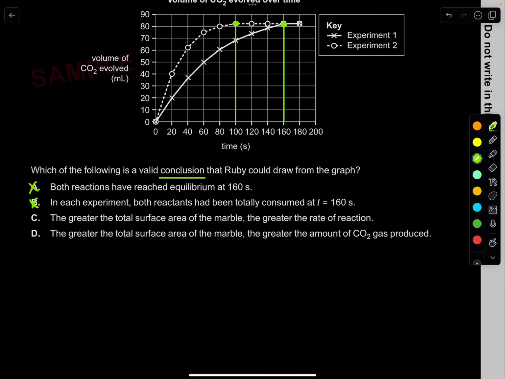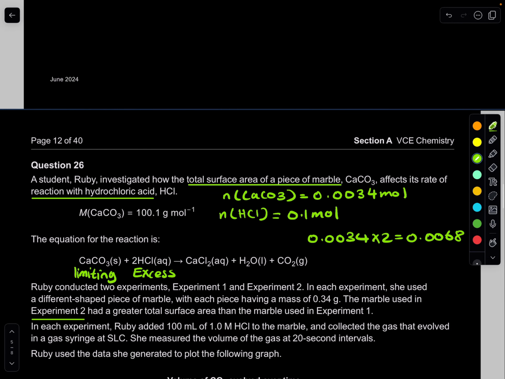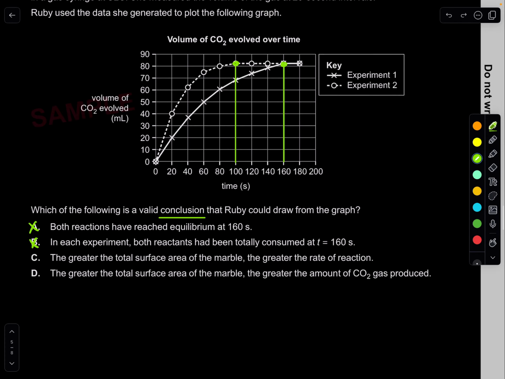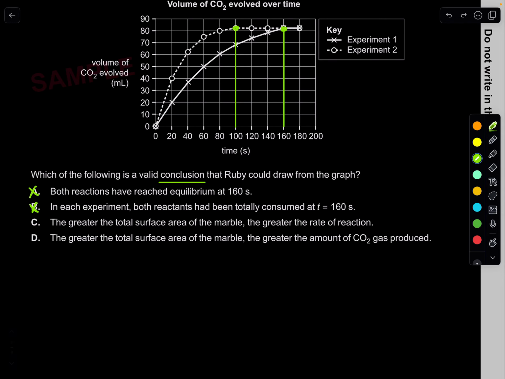The greater the total surface area of the marble, the greater the rate of reaction. Like we said, let me just double check. So we were comparing the total surface area of the piece of marble, how it affects the rate of reaction. Yep, that's perfect. What about D? The greater the total surface area of the marble, the greater the amount of CO2 produced. That's not what we're measuring. Remember, just be careful of that.